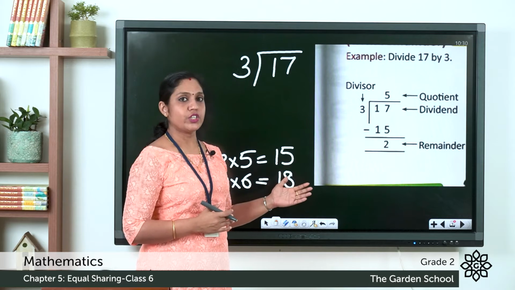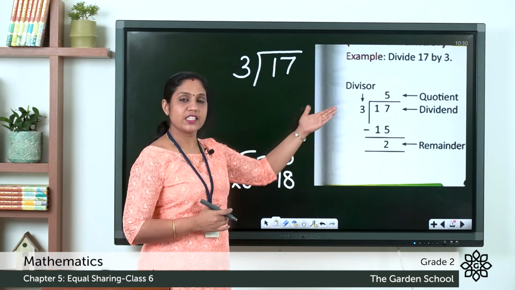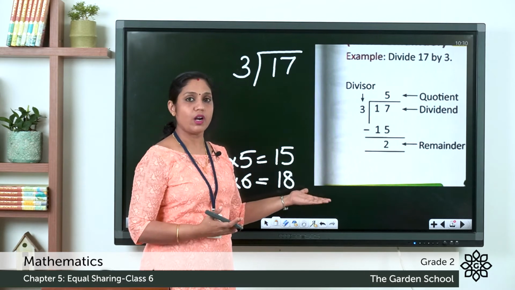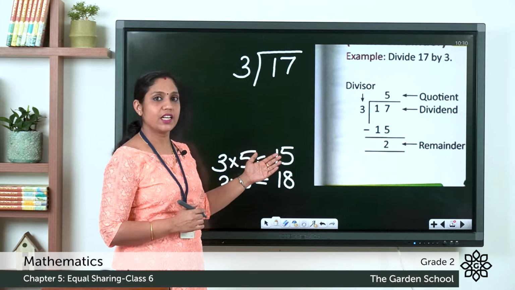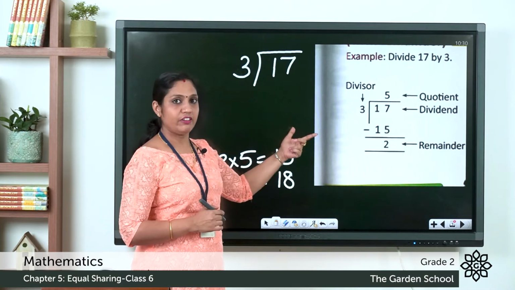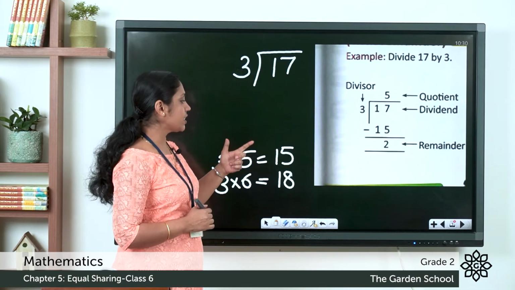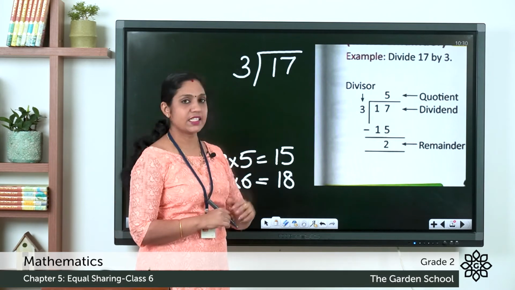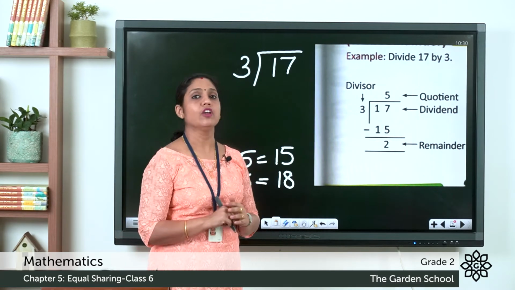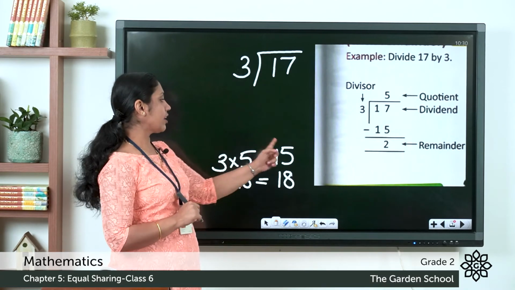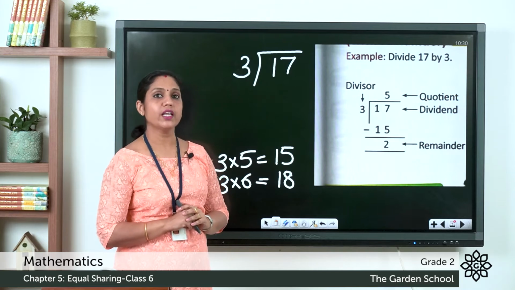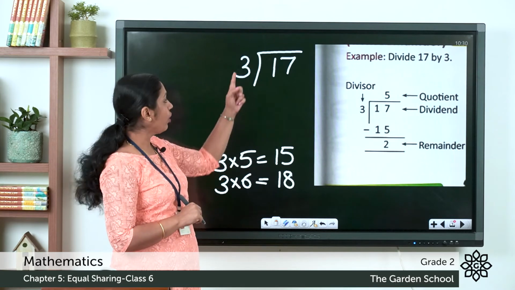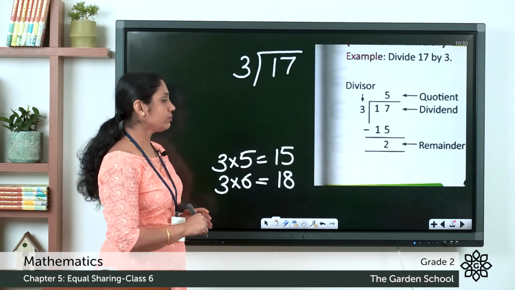So when such a situation comes, we have to take either the same number, but the same number is not there, so we have to take a lesser number than the dividend. So 15 is less or 18 is less? Here 15 is less than 17. So we have to take that. 3 fives are 15. So which number should we take? We have to write 5 on top of this line.